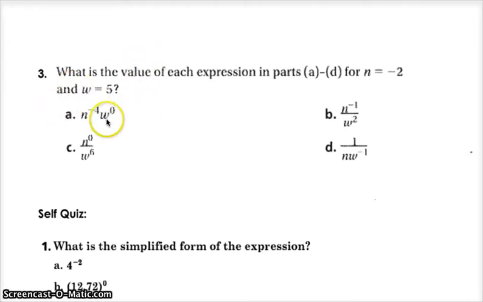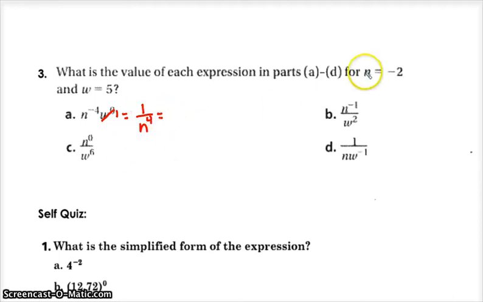In part A, I know that anything to the 0 power is 1, so w to the 0 power just becomes 1. So I'm left with n to the -4 times 1. A negative exponent gets moved to the denominator, so this is 1 over n to the fourth.